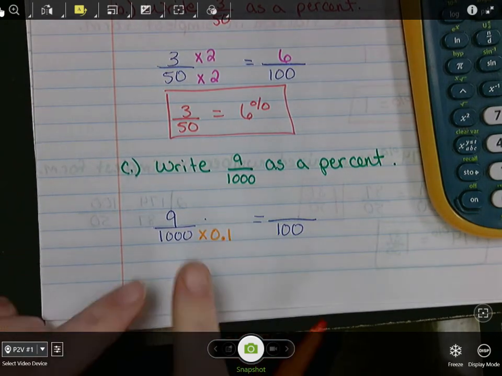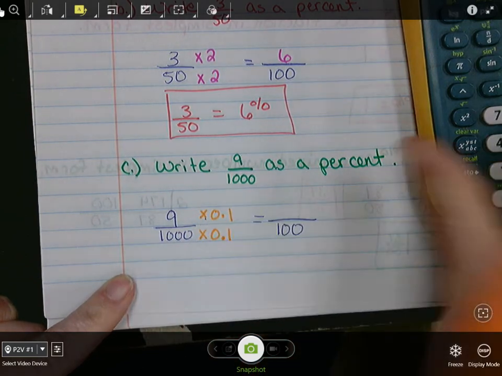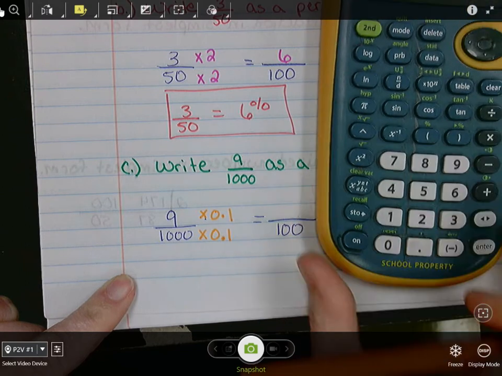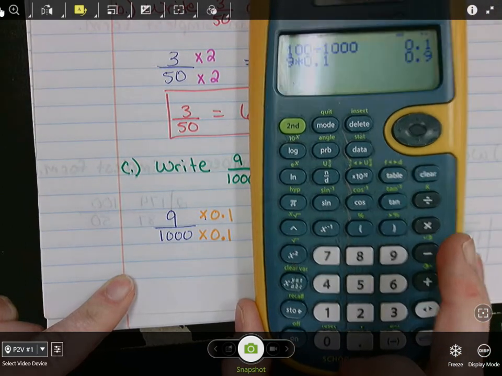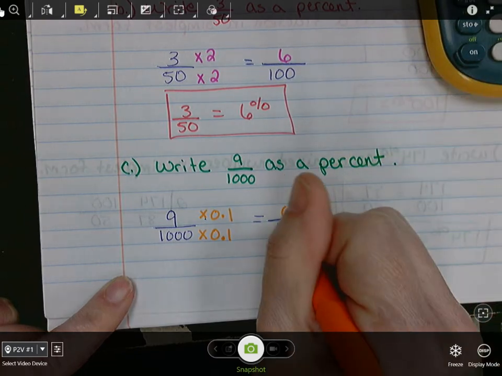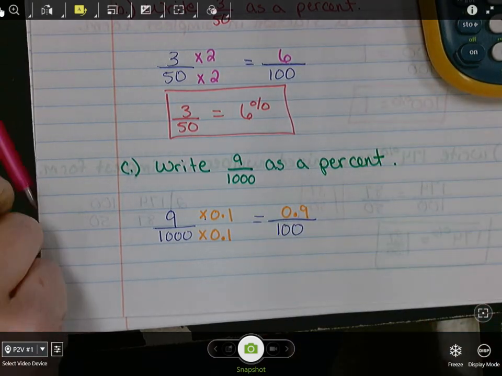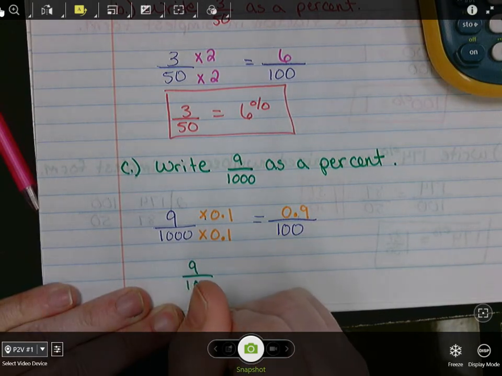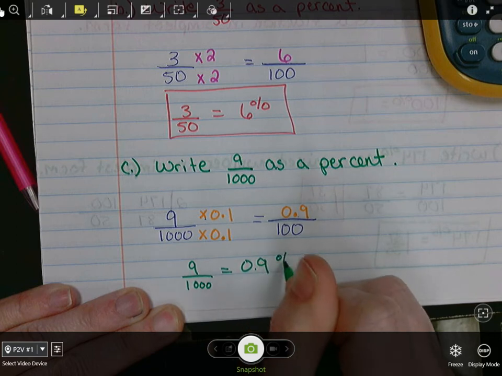So you would also multiply the top by 0.1. Let's do 9 times 0.1, and that gives me 0.9. So that means that 9/1000 is equal to 0.9%.